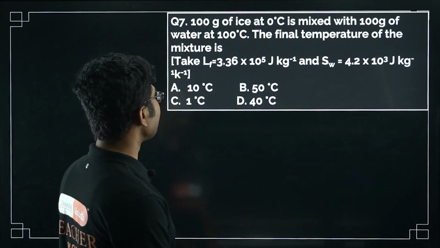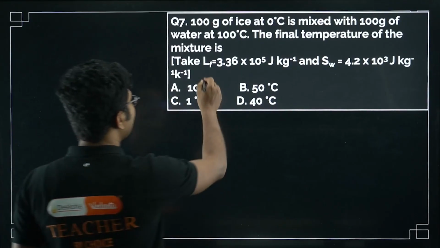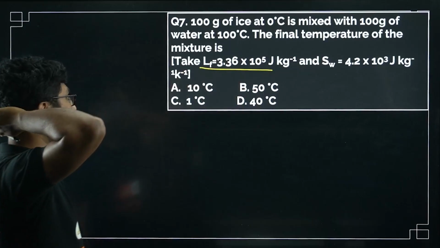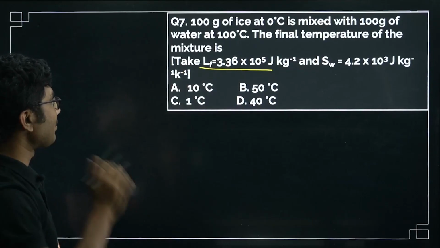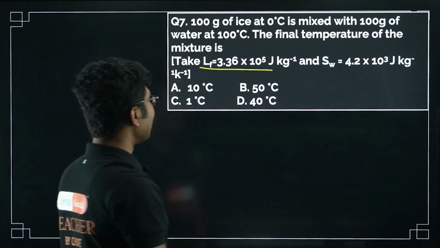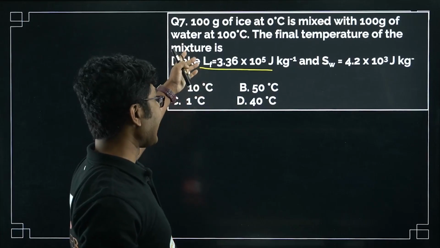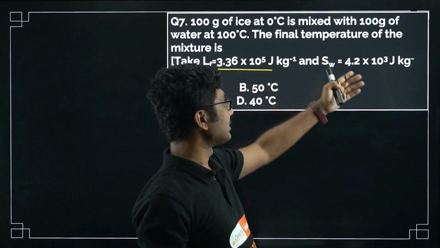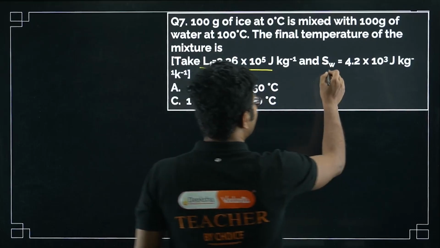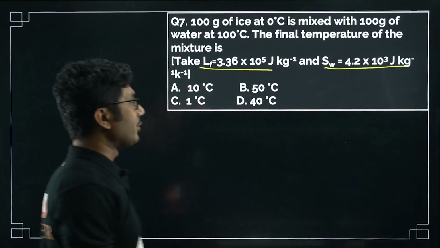Final temperature of the mixture is, okay, take LF equals 3.36 into 10 to the power of 5 joule per kg. This is the latent heat of fusion. Then we have the specific heat of water, which is given as 4.2 into 10 to the power of 3.